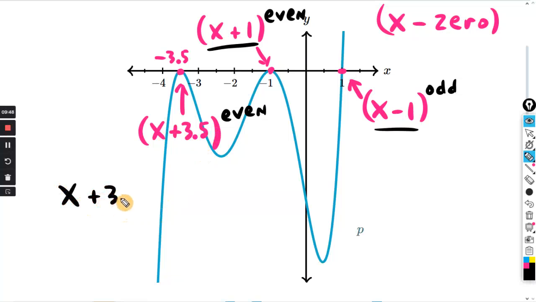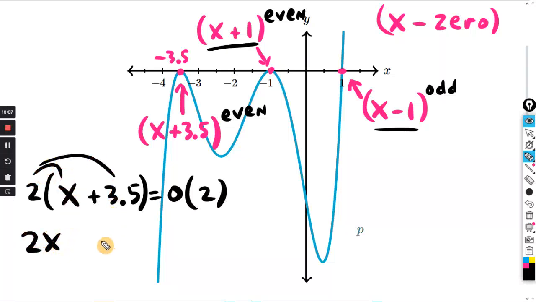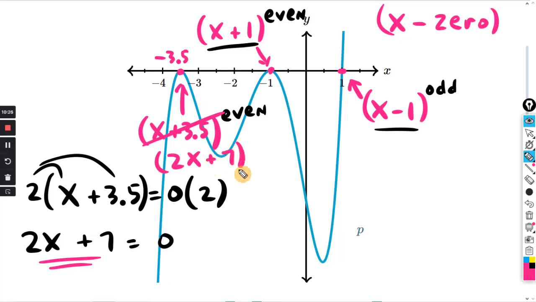All right, if you set x plus 3.5 equal to 0, to get rid of 0.5, we can do times 2 on both sides of the equal sign. Distributing 2 times x, and 2 times 3.5 is positive 7. 0 times 2 is 0. So, in place of x plus 3.5, we're going to use 2x plus 7. So cross that off. And we're going to do 2x plus 7. And the exponent on that root is still even. That part doesn't change. So again, it won't take decimals. If you have 0.5, you have to do times 2, and that will fix it.